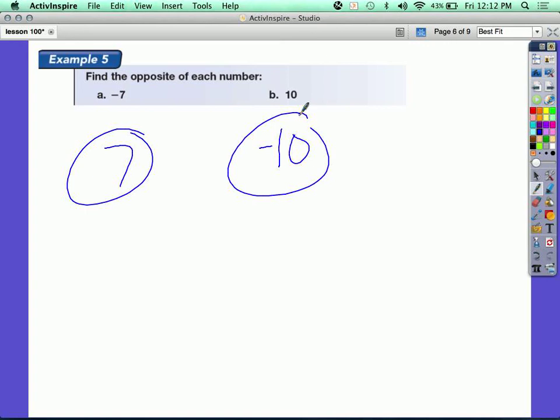So just remember, when we're adding, if our signs are the same, we're just going to add the two numbers and keep the same sign. If our signs are different, like we have a negative plus a positive number, then we're going to subtract and keep the sign of the bigger number.